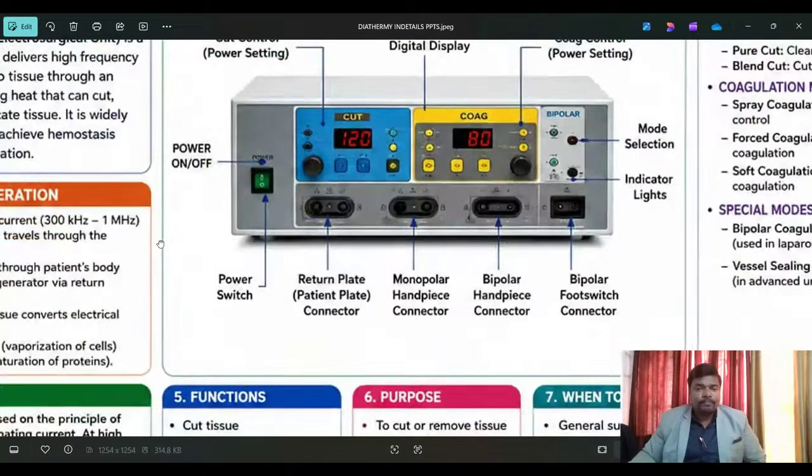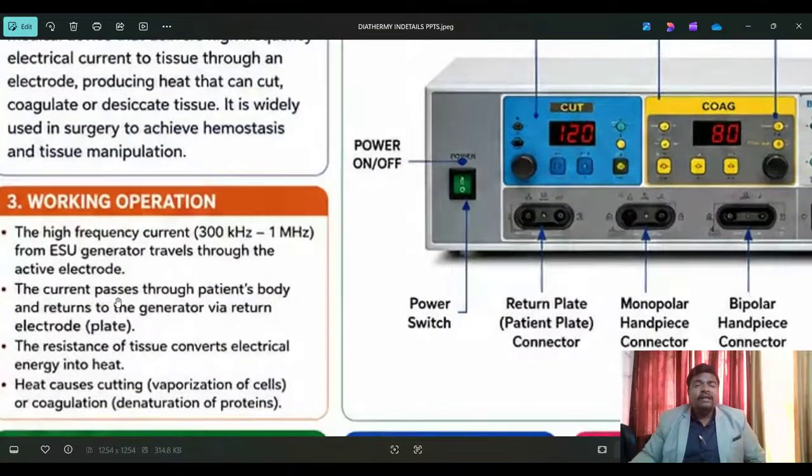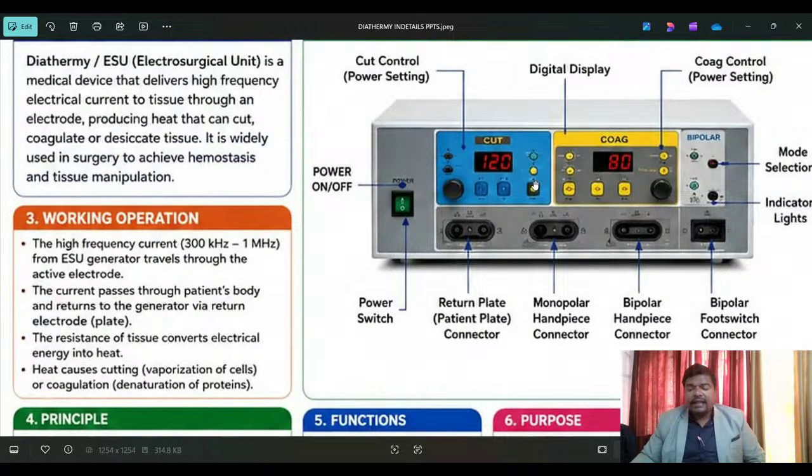Now come here, working principle of the diathermy. First we know what the equipment looks like, and label the parts, what parts are available. Next, definitions and types of modes. Here you can find cut, coagulation and bipolar, everything. So these are the things available in this equipment, and you have to know them first of all.